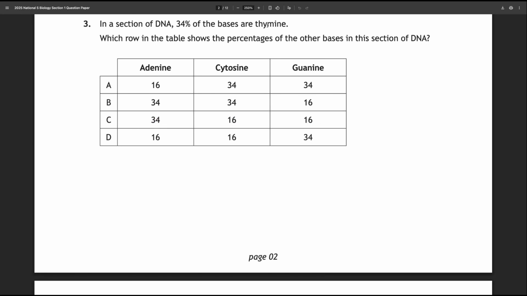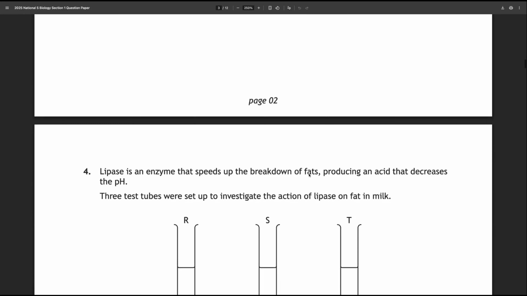34 adenine, complementary to thymine, which we're told is 34. That leaves over 32 to be shared between cytosine and guanine. So that's 16 each. Okay, so the answer for number 3 is going to be C.